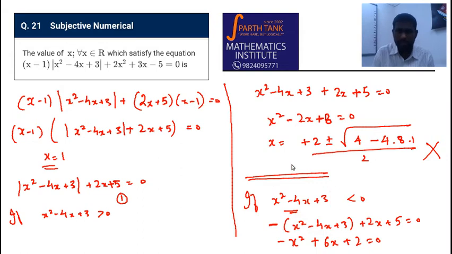If this is less than 0, then the mod becomes positive in this case. Mod will be positive in this case. If it is less than 0, mod will be negative in this case. That is what we have done. The idea was correct, I just put the mod accidentally. So we have taken that x squared minus 4x plus 3 should be less than 0, right?